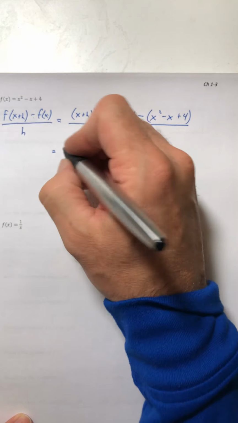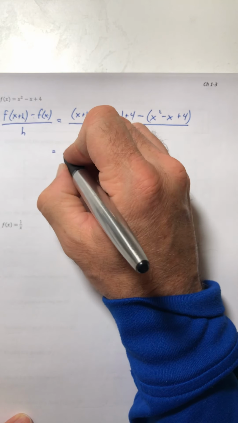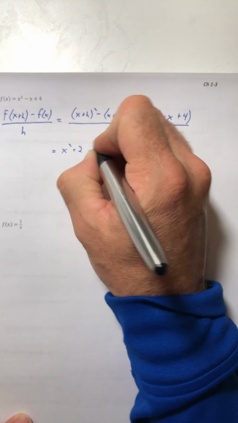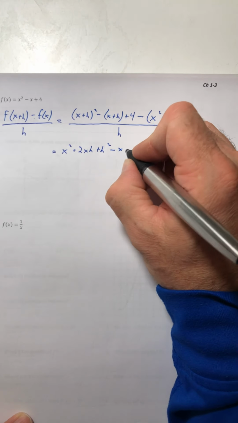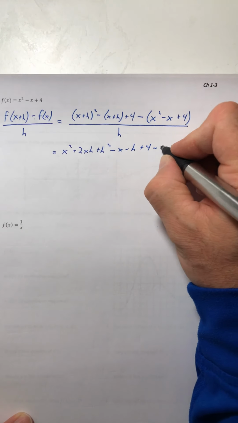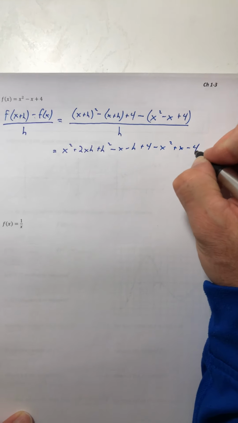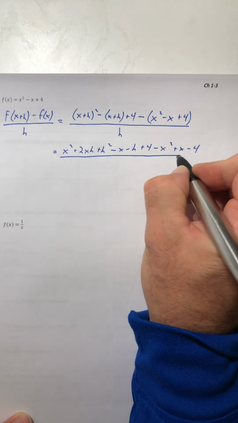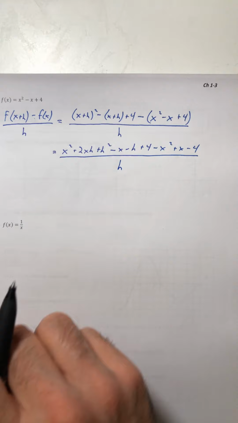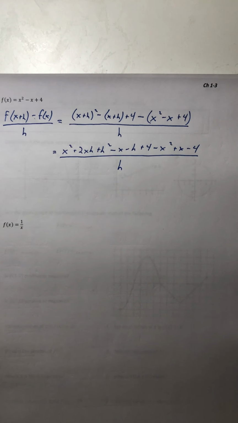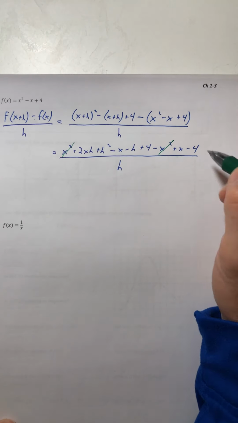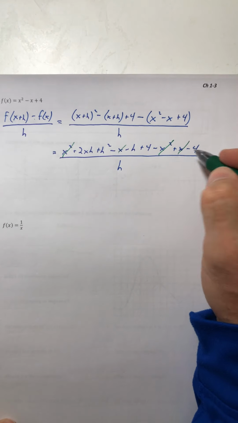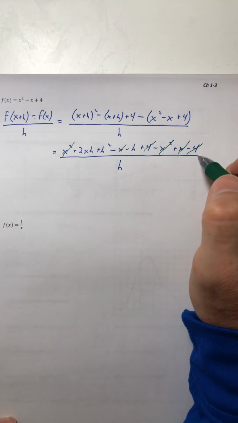All right, so let's expand all of this out. So x squared plus 2xh plus h squared minus x minus h plus 4, and minus x squared plus x minus 4. It's like, oh my gosh, we got all this stuff happening in there. Well, that's okay. Sometimes it has to look worse before it can start to look better. So now the magical things start happening. So your x squareds cancel out, your x's cancel out, and the 4s cancel out.